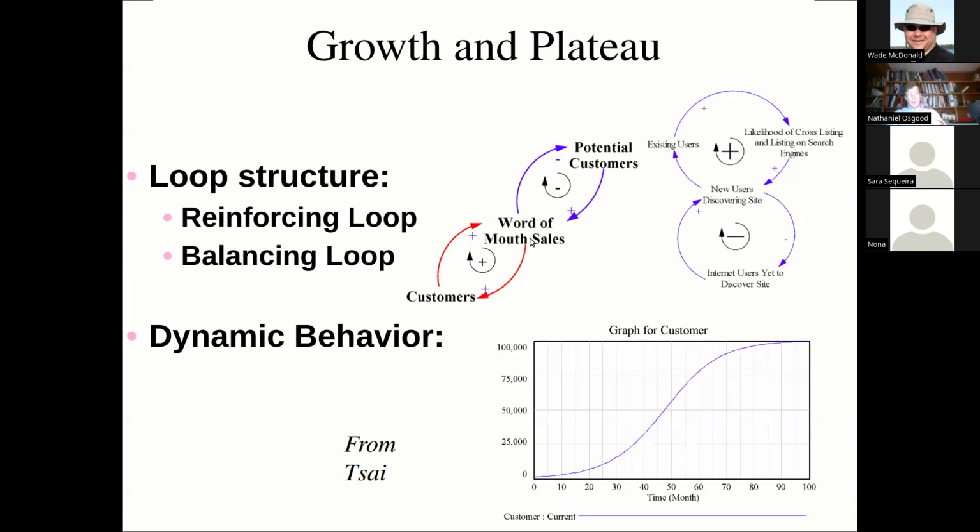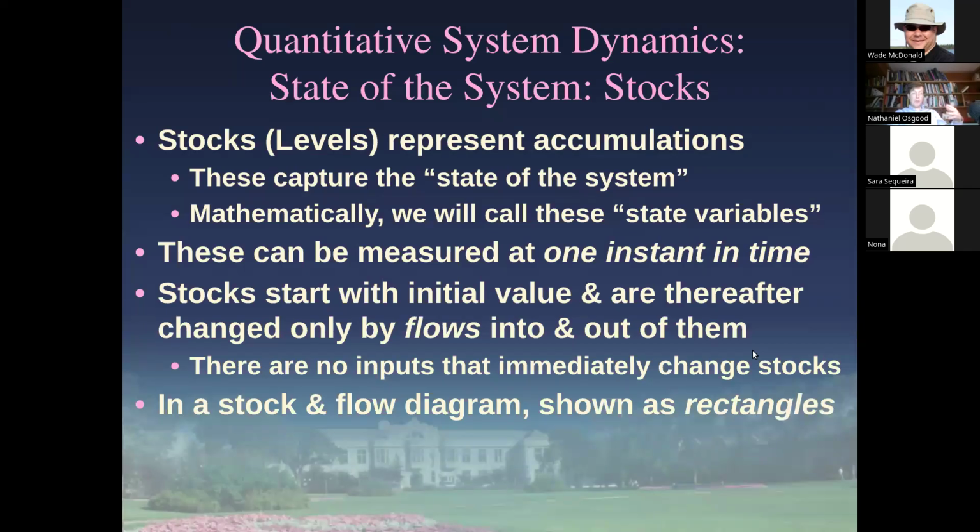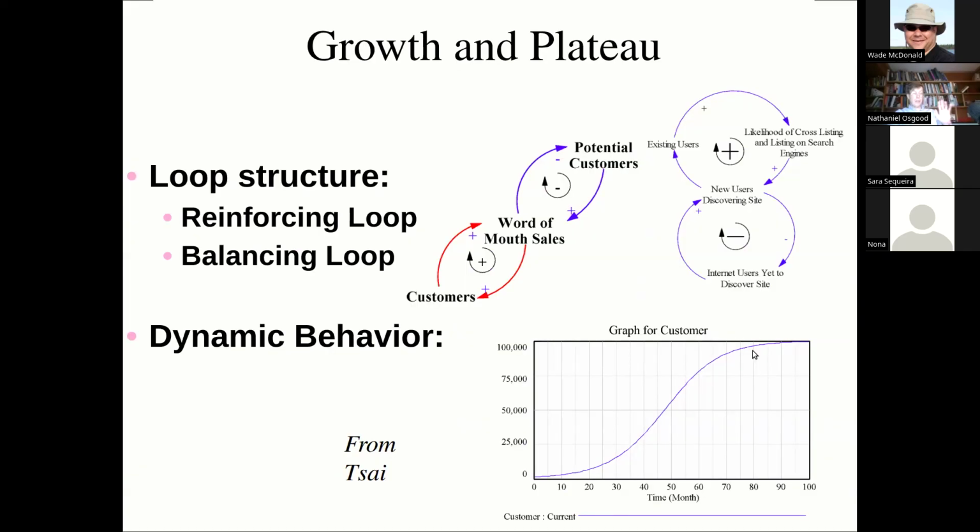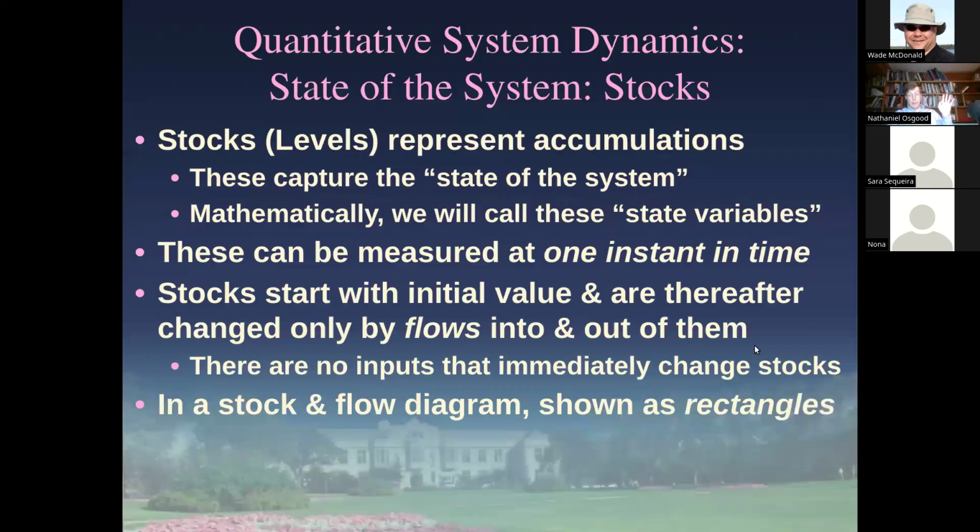Maybe as we get more customers, we have more word of mouth sales, and that lowers the number of potential customers, which then leads to less word of mouth sales, which leads to less rapid growth of customers. And it's very, very common that when we have multiple feedbacks next to each other, they lead to interactions that lead to composite behavior that combine elements of shifting dominance from one loop to another.